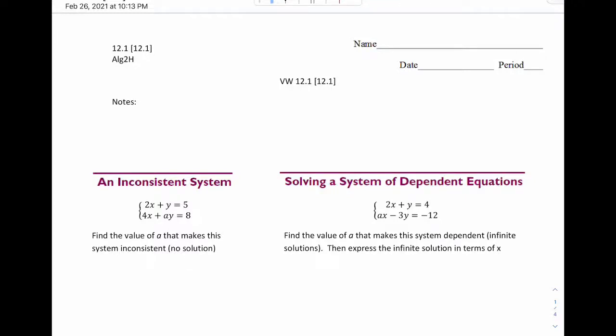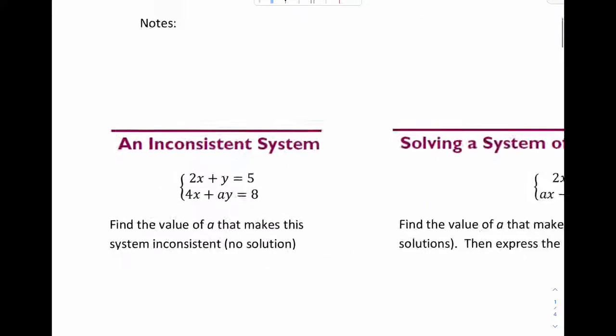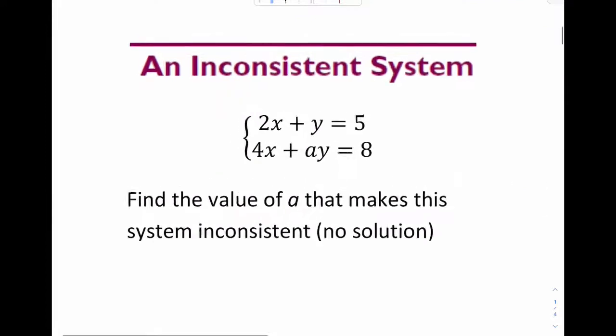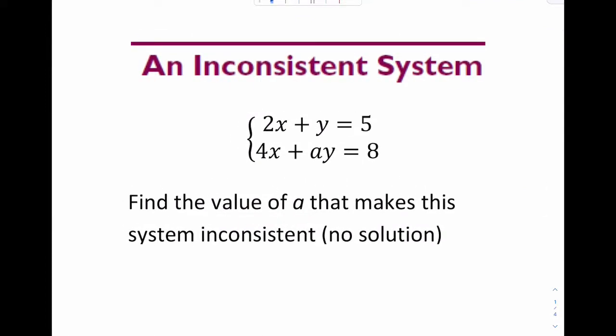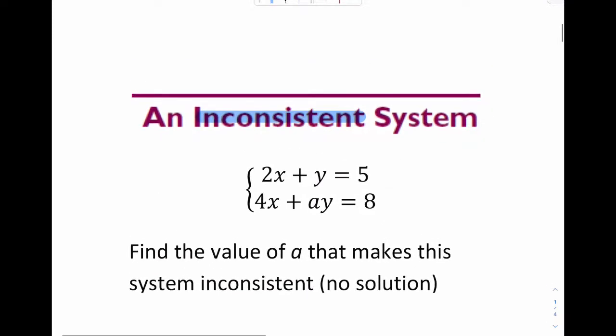Open the VW 12.1. For our first example, notice how it says an inconsistent system. This word inconsistent is simply kind of a formal way of saying a system with no solution. So underneath it says find the value of A that makes the system inconsistent, meaning no solution.